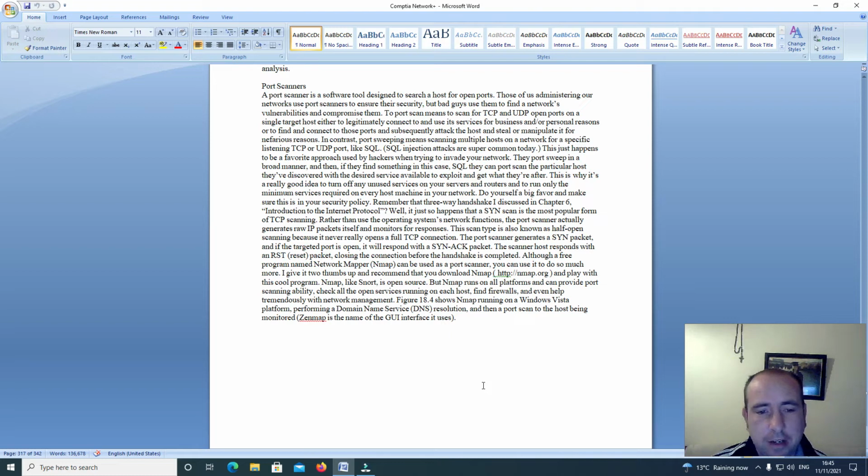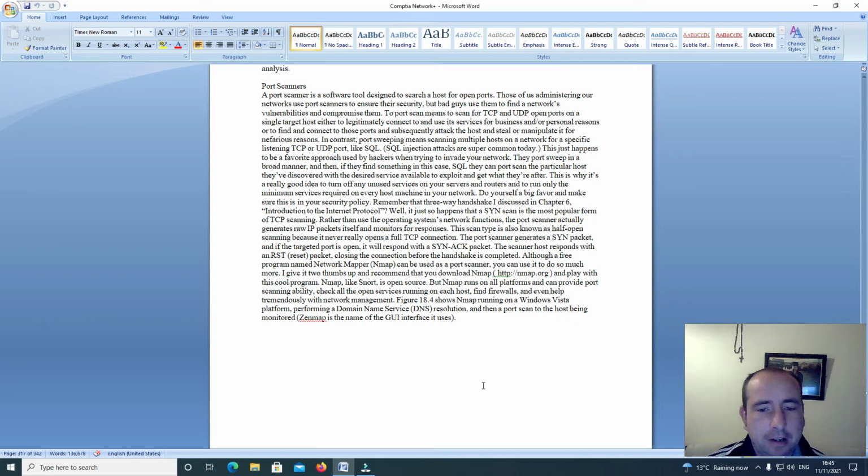This is why it's a really good idea to turn off any unused services on your servers and routers, and to run only the minimum services required for every host machine in your network. Do yourself a big favour and make sure this is your security policy.